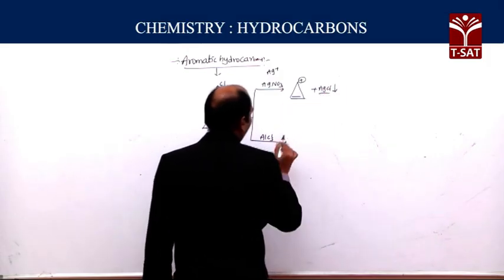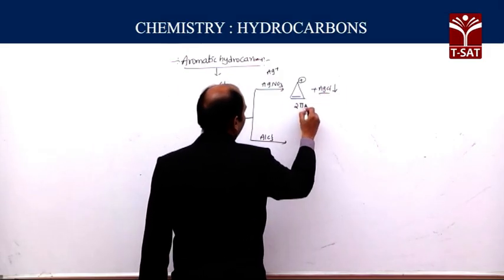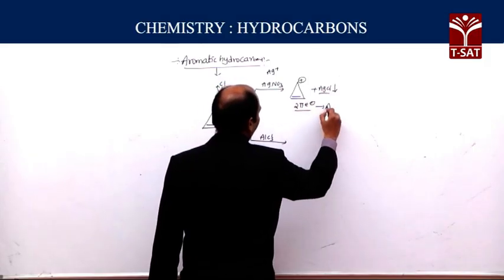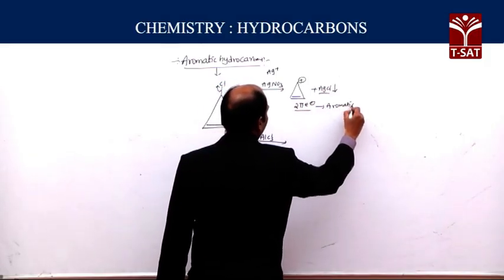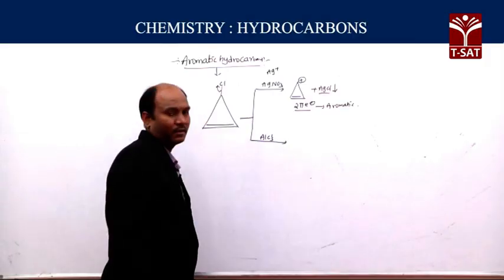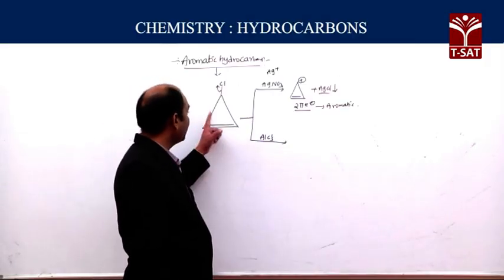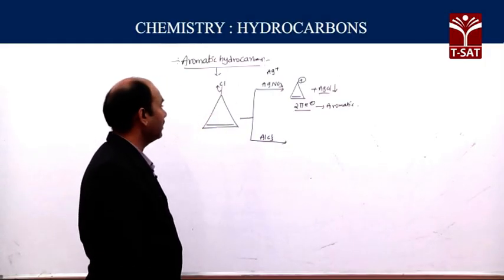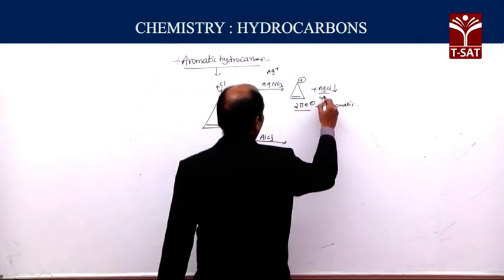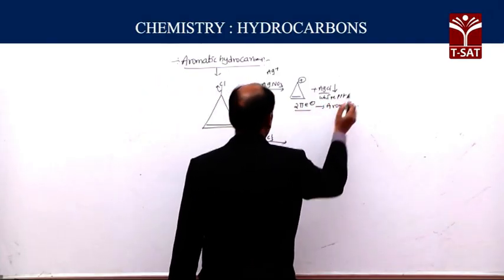Now here, how many pi electrons? 2 pi electrons, and a conjugated system is present, which means this is an aromatic compound. So compared to the starting compound, this is more stable. Therefore this compound easily reacts with AgNO3 and AgCl, a white precipitate, is formed.